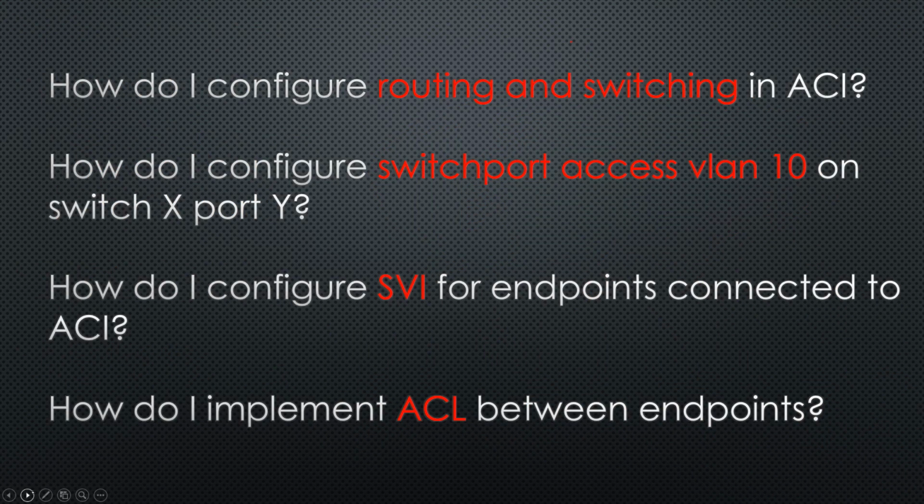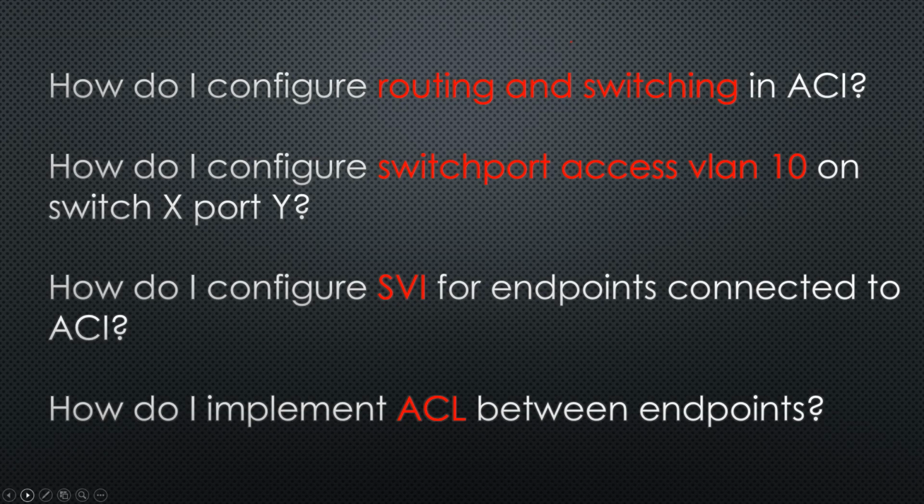So here we have lots of questions. How do I establish routing or switching between ACI and other networks like legacy data center network, campus network, wide area network, the internet? Or how do I configure switch port access VLAN 10 on switch X and port Y? How do I configure SVI for endpoints connected to ACI? Or how do I implement ACL between endpoints? These questions represent a small part of what tenant policies actually do. I would say that most of your day-to-day tasks are related to tenant policies. This is what you most likely touch when you need to change something or add some new functionality.